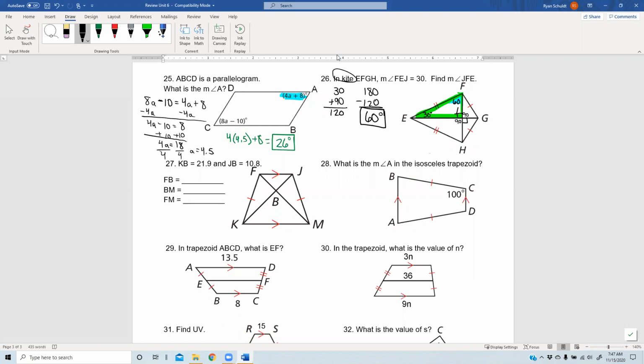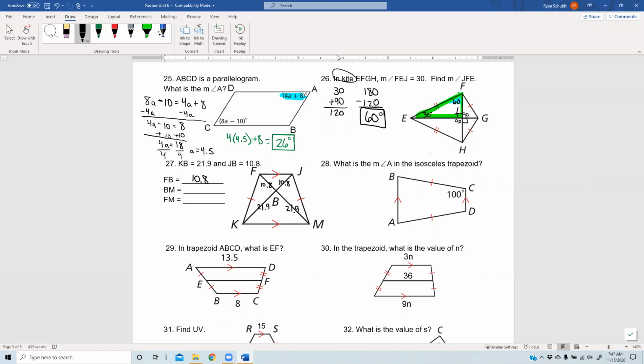Okay, next one. They tell me that KB is 21.9. So this one is 21.9. JB is 10.8. And then we've got to find three different lengths. Well, since they're giving me diagonals, let's go and write in the others. Diagonals on an isosceles trapezoid are congruent. So I know these have to be that. Let's see if I answered anything. It asked what FB was. Yep, 10.8.